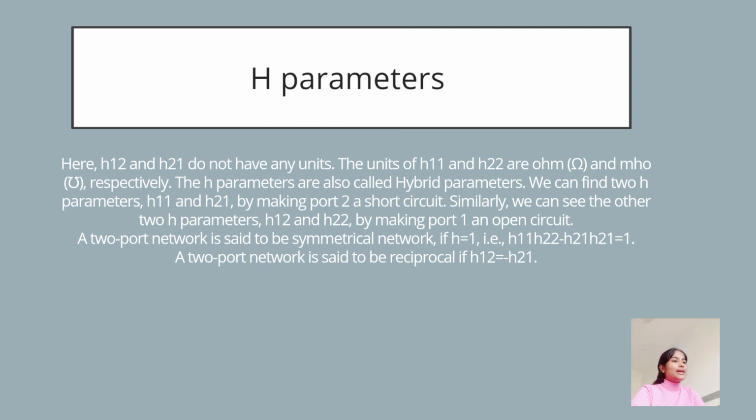Here H12 and H21 do not have any units. The units of H11 and H22 are ohm and mho respectively. The H parameters are also called hybrid parameters. We can find two H parameters, H11 and H21, by making port 2 a short circuit. Similarly, we can find the other two H parameters, H12 and H22, by making port 1 an open circuit. A two-port network is said to be a symmetrical network if H11 H22 minus H12 H21 is equal to 1. A two-port network is said to be reciprocal if H12 is equal to minus H21.